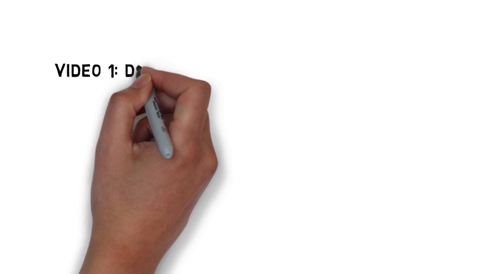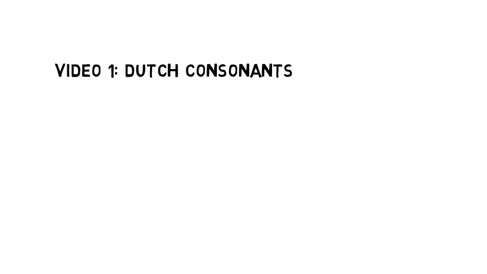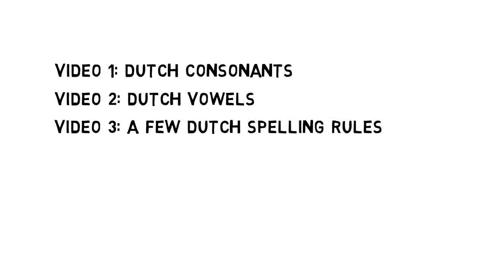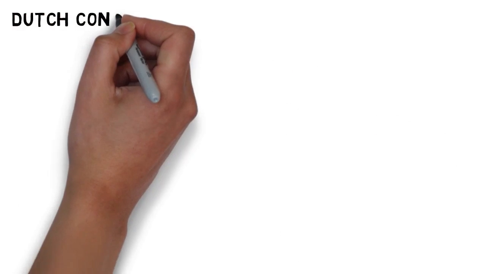So, let's get started. We'll break this up into 3 parts. The first will cover the Dutch consonants, the second will cover the vowels, and the third will cover a few of Dutch's spelling rules. Now, Dutch has 25 consonants.